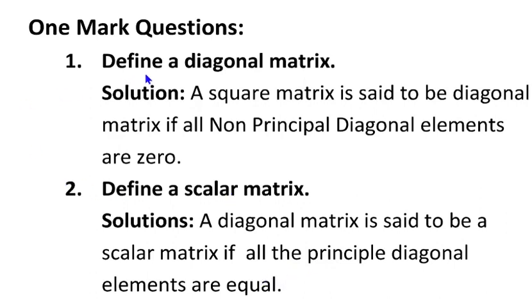If I give an example, you can understand better. And sometimes the question may be asked to write the example. First let us come to the diagonal matrix. The definition says a square matrix, it should be a square matrix. If I take a 3 cross 3 matrix, it is a square matrix, right? The number of rows is equal to the number of columns, so it is a square matrix. A square matrix is said to be a diagonal matrix if all non-principal diagonal elements are 0.